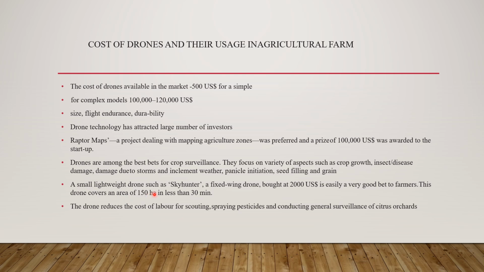A small lightweight drone such as Sky Hunter is actually going to be 2,000 US dollars, and this can cover 150 acres in less than 10 minutes. And the drone actually reduces the cost of labor, which is involved in spraying pesticides and the surveillance of the farm.